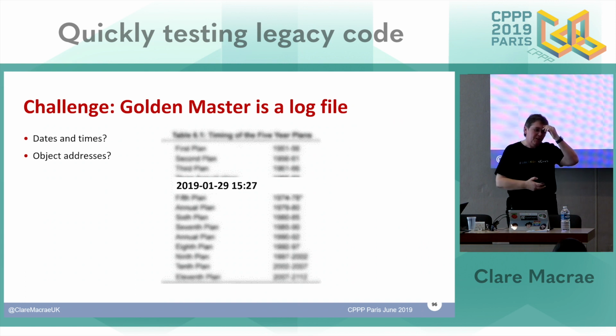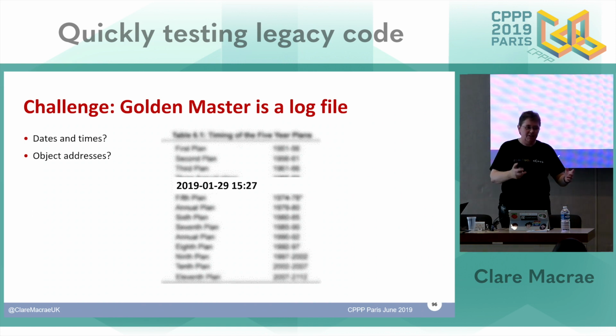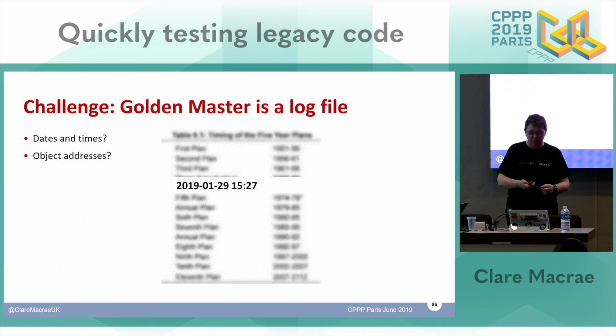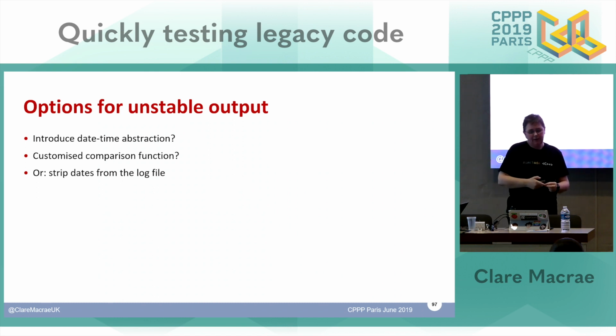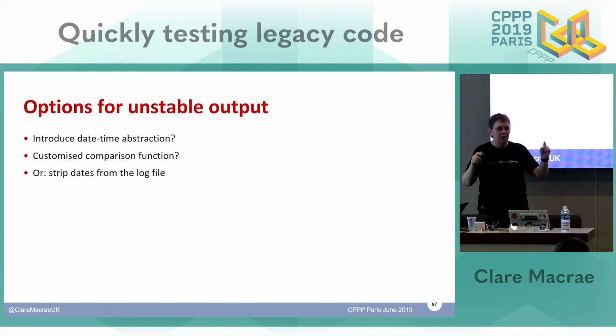So at this point, I'm often asked, well, that's great if your output is stable, but I'm testing something that writes out, I don't know, object addresses, dates and times, something like that. How can I deal with that? And a common answer will be introduce an abstraction for date and time and insert that into your code and pass it all the way down to the thing that does the logging. And that's great if you're comfortable making changes to the code at that point, but that's often not the case. Or maybe you implement a customized comparison function that recognizes that one line has a date and time in, and you have to decide what to do if the other line doesn't.